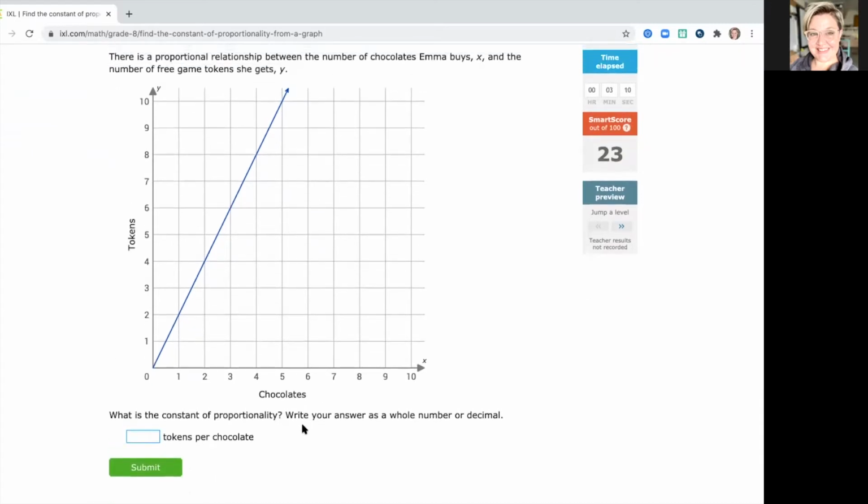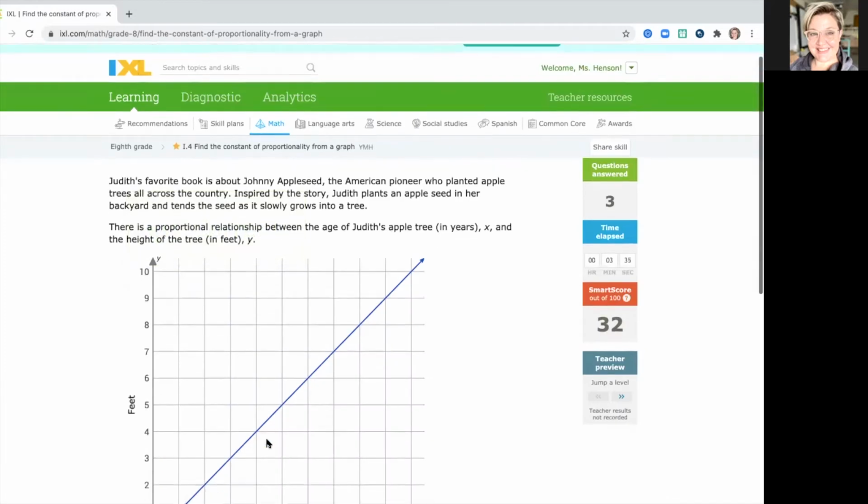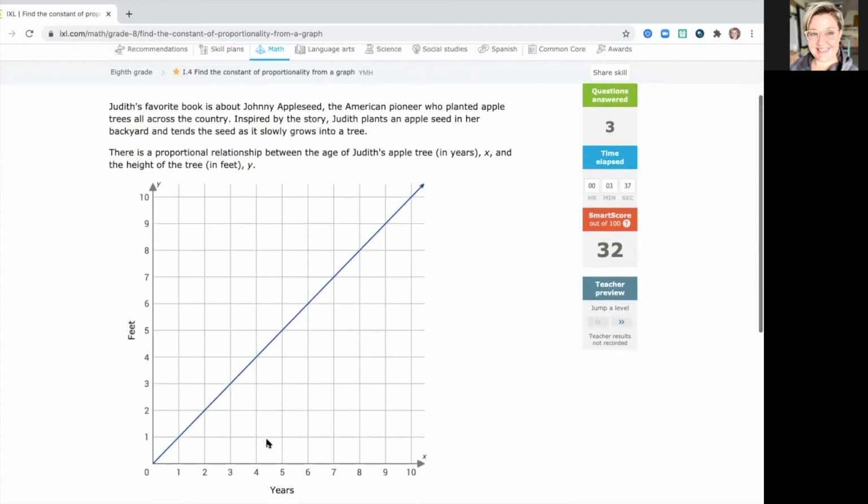What is the constant of proportionality? Write your answer as a whole number or decimal. So for every 1 chocolate, she gets 2 free tokens, because this is intersecting with our 2 line. So we go to where the 1 meets up with the line, and here we are at 2. That's going to be your skill for I4, finding the constant of proportionality from a graph.